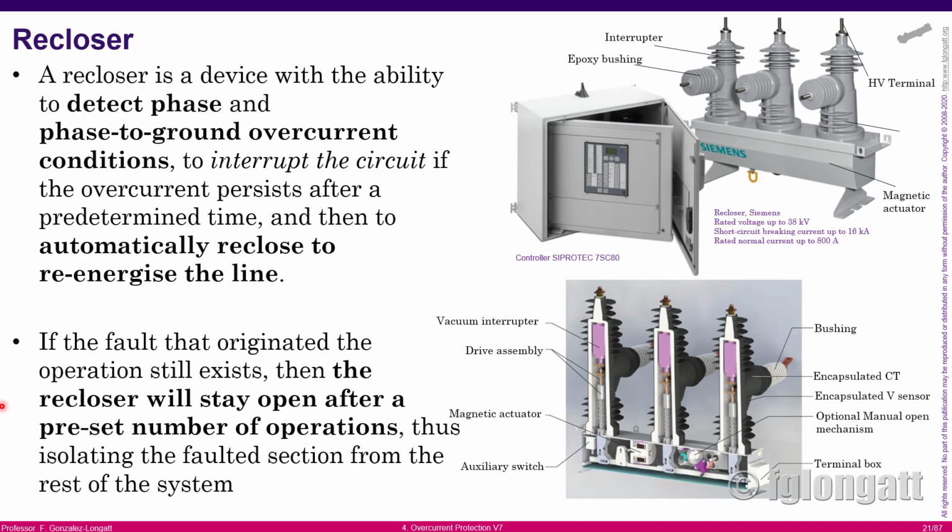What is the idea of reclosing? The idea is that you have a temporary fault, and by reclosing, probably the source of this short circuit will disappear, and then when you reclose, you energize the system again and recover supply to the customer. That is the reason that in some countries we use this recloser a lot for distribution systems.